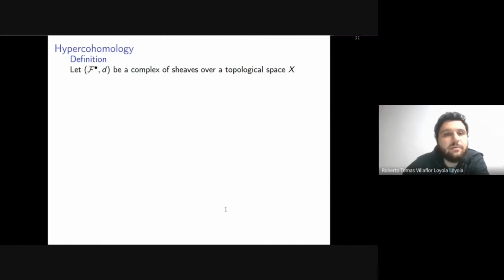So consider now F dot to be a complex of sheaves over a topological space. As in the case of the sheaf cohomology, now we want to introduce an abelian group associated to any complex of sheaves. So for this, we need first to have the existence of an open covering U, which is acyclic related to all sheaves appearing in the complex.